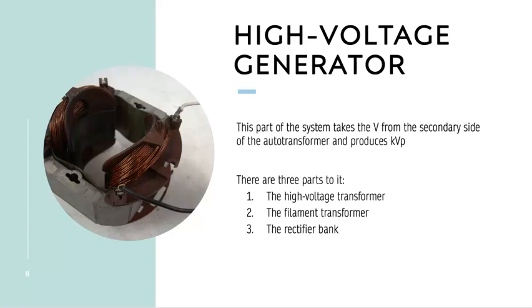Now let's talk about the high voltage generator and rectifying. This part of the system takes the voltage from the secondary side of the auto transformer and produces kilovoltage, or the kilovolt peak that we want, ultimately in the X-ray tube. There are three parts to the high voltage generator.